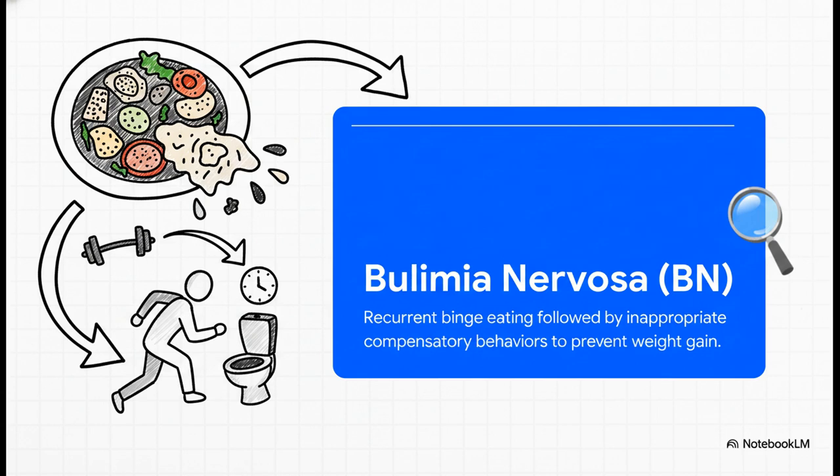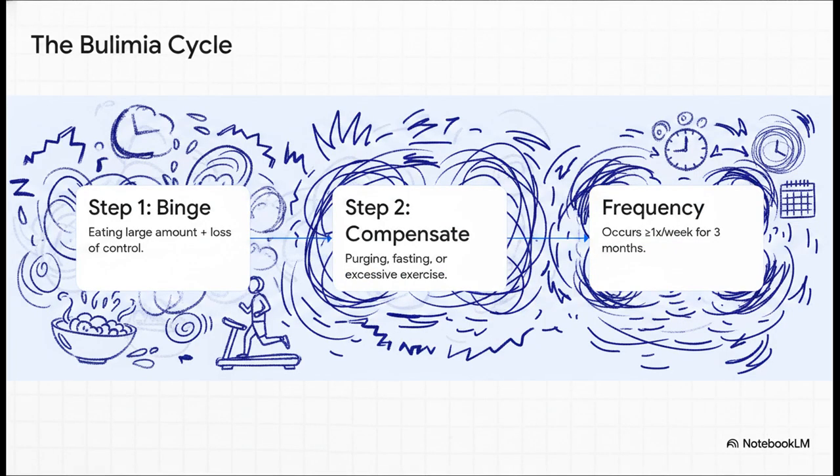Then that episode is followed by what's called a compensatory behavior, basically an attempt to undo the binge, like self-induced vomiting, fasting, or exercising excessively. And for this to be a clinical diagnosis, we're not talking about a rare occurrence. This binge and compensate cycle has to be happening, on average, at least once a week for 3 months straight.